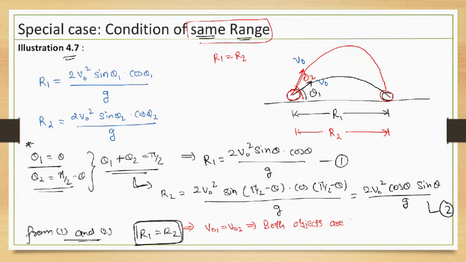Both objects are thrown with the same initial speed. Condition number 1. And condition number 2, theta 1 plus theta 2 must be 90 degree.